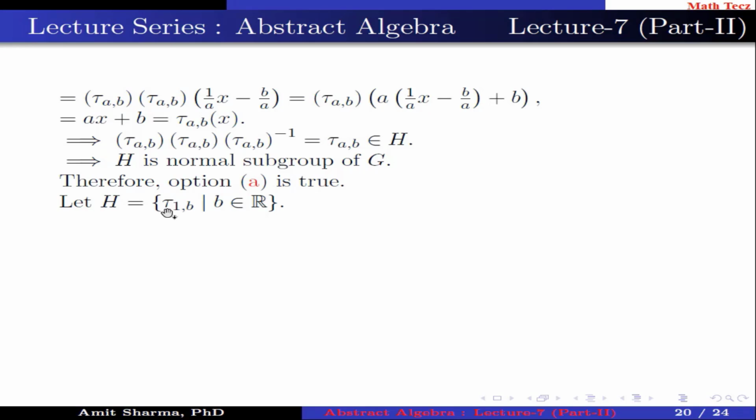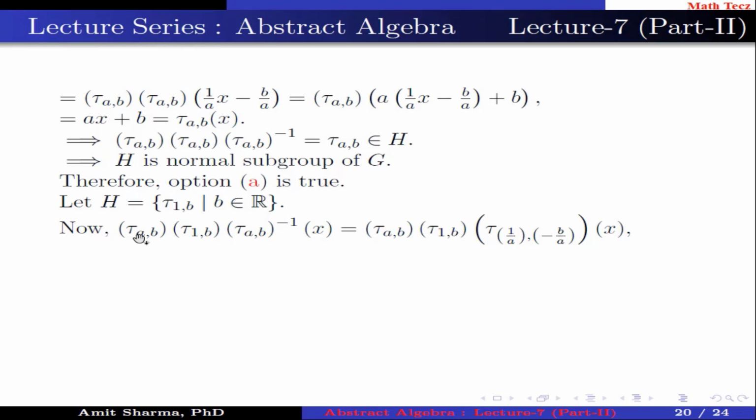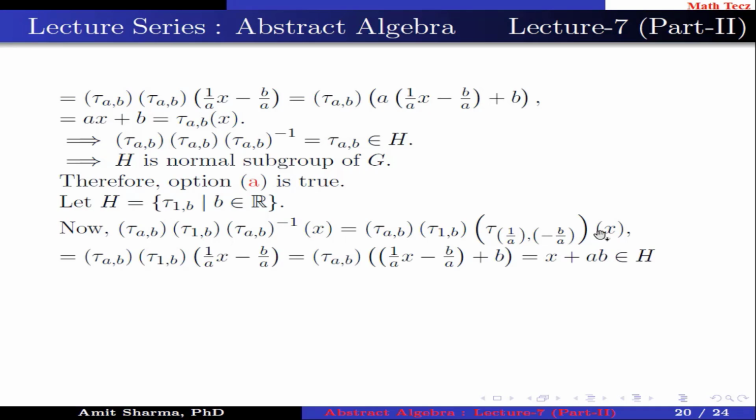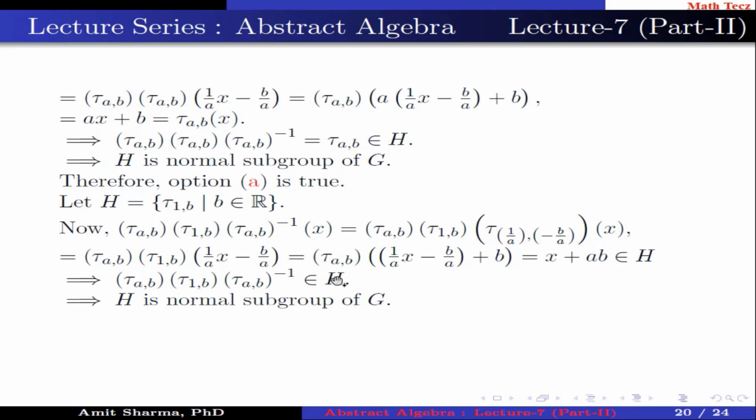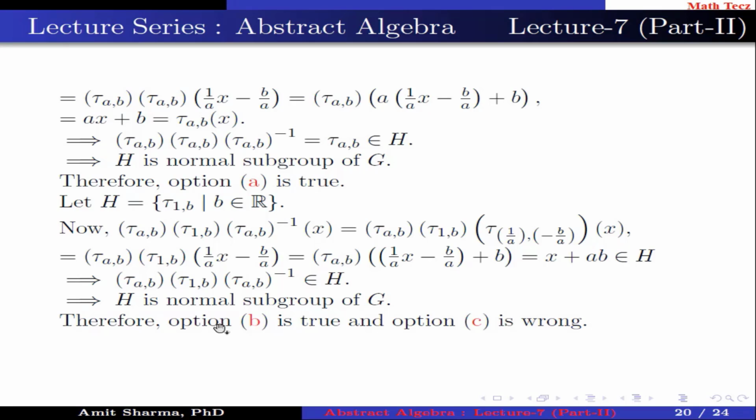Let H containing the element tau(1, B) such that B belongs to R. Now, tau(A, B) tau(1, B) tau(A, B) inverse into X is represented by this, which is further represented by this, which is equal to X plus AB belongs to H, which implies tau(A, B) tau(1, B) tau(A, B) inverse belongs to H, implies H is normal subgroup of G. Therefore, option B is true and option C is wrong. Hence, options A and B are true.